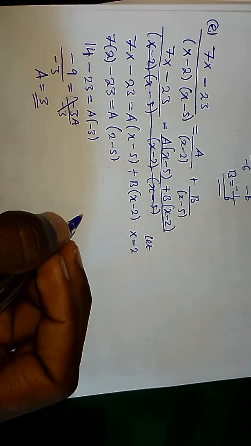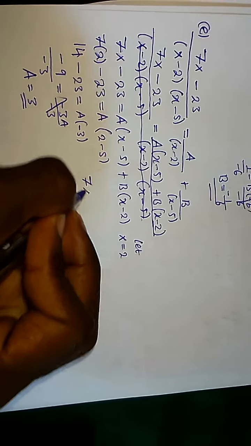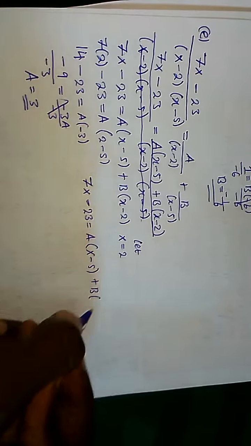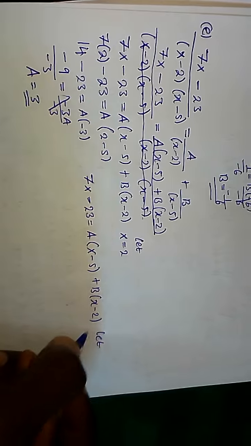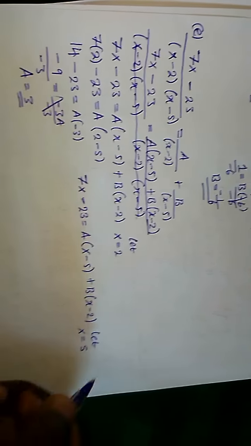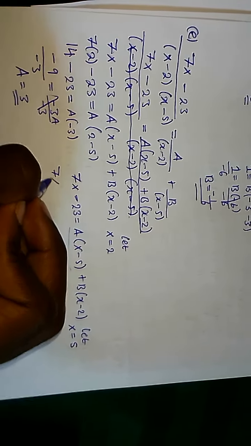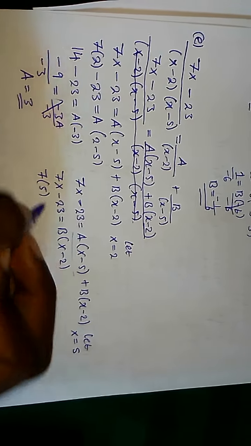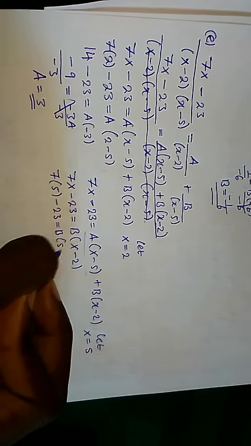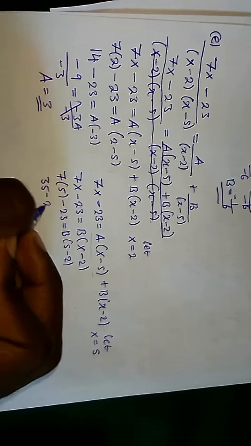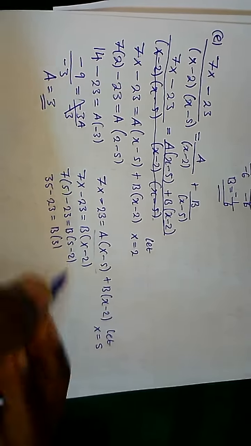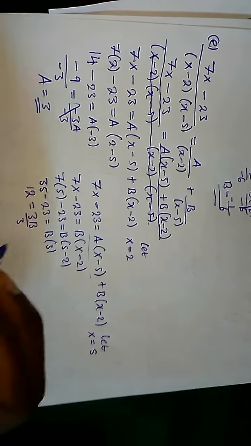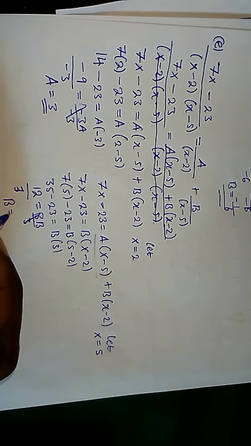Then we get to finding that one. So we have 7x minus 23 equal to a(x minus 5) plus b(x minus 2). So we can let x equal to 5, we want to cancel out the 5, so meaning we have cancelled out this one. So we'll say 7x minus 23 equal to b(x minus 2). We put 5 where there is x, like this. This is going to be 35 minus 23 equal to b(3). 35 minus 23, we have 12 equal to 3b, over 3, over 3. B is therefore 4, right?